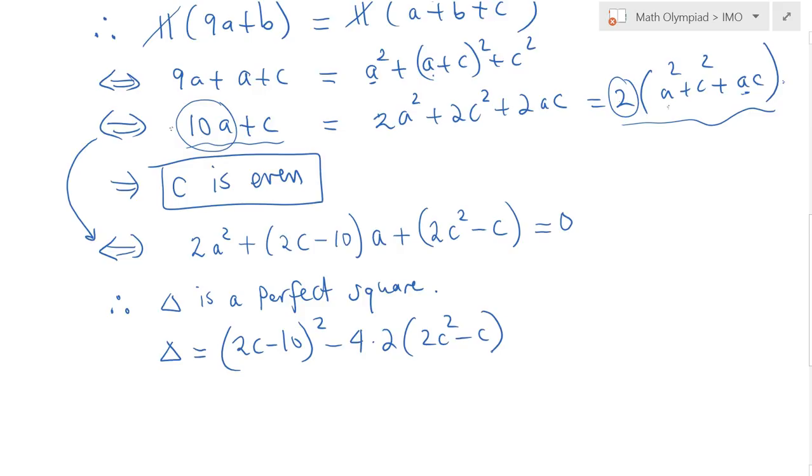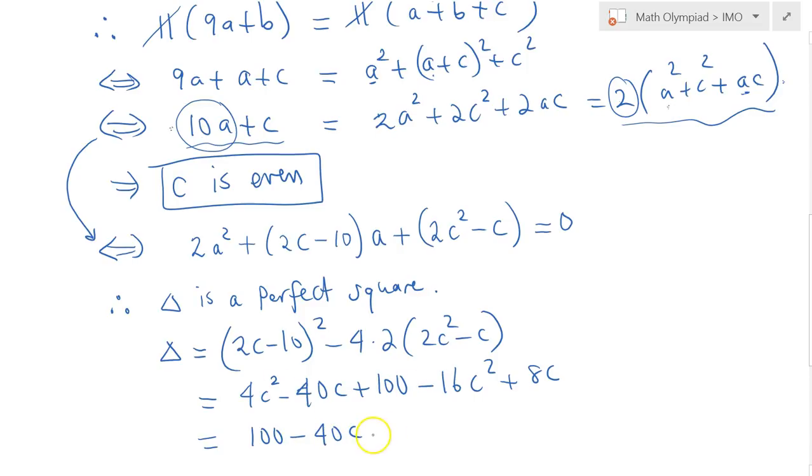So we want this expression to be a perfect square. Let's just expand it as far as we can and see if we can make it a perfect square. So the first one would have 4c square minus 40c plus 100 minus 16c square plus 8c. Rearranging it nicely again, we have 100 minus 40c minus 12c square. So this is our discriminant.